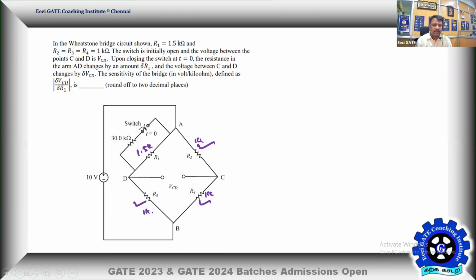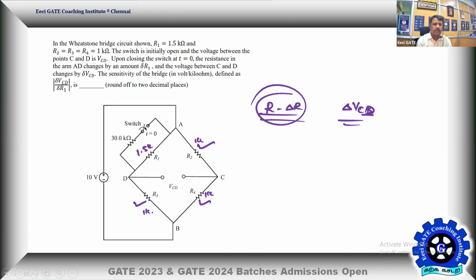When closing the switch at time t equal to 0, before that, the switch is initially open and the voltage between the points C and D is VCD. First, the switch is open, which means the net resistance in the R1 arm is only 1.5K. When the switch closes, 1.5K will become parallel with 30K. Definitely the resistance will decrease, resembling a situation of R minus delta R. That will result in some change in the output of the bridge. That's how the problem is playing out.